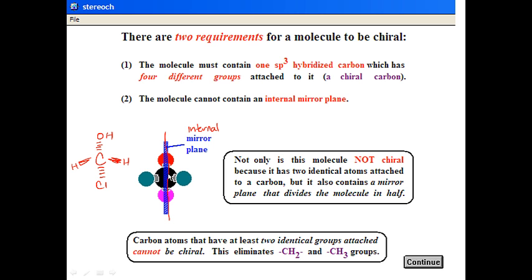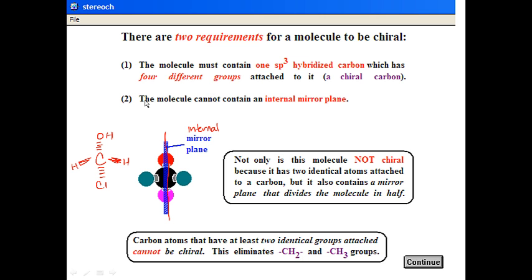Okay? So when you can draw an internal mirror plane in the molecule and make the left half and the right half, or the top and the bottom half, match up, any carbons that the internal mirror plane cuts through are not chiral. Okay, and I'll use that test in a few minutes.